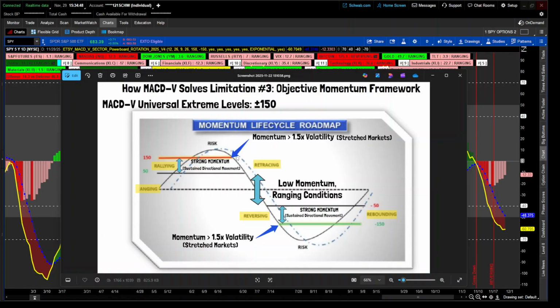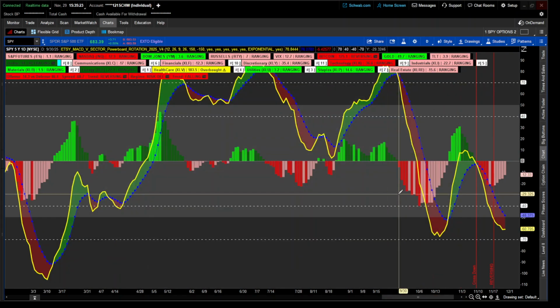Then on its way down, you have retracing, and that's coming back in. That's below 150 and above 50. Then below 50, below -50 and above -150, you come into reversing. From there, if you go below -150, it's considered oversold. Then you push back above -150 and below -50, it's considered rebounding. Low momentum and range conditions, with strong momentum to the downside, so directional momentum. Those are the life cycle indicators for the MACD indicator.